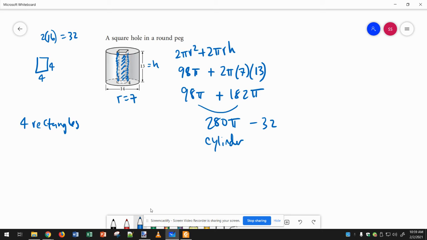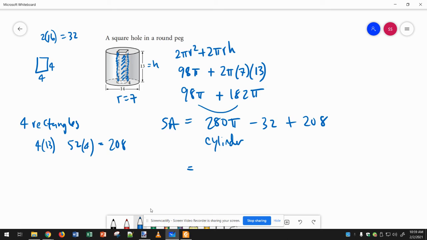And those rectangles are 4 by 13, so that's 52. So each rectangle is 4 by 13, and there's 4 of them. So 52 times 4 is 208. So we need to add that back on. So that's going to give us the total surface area.